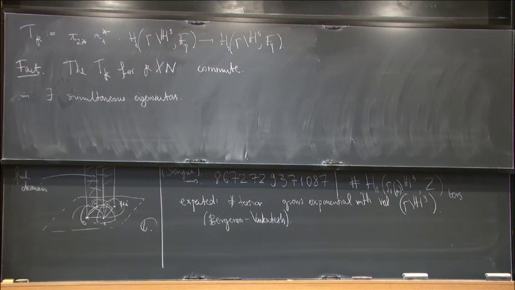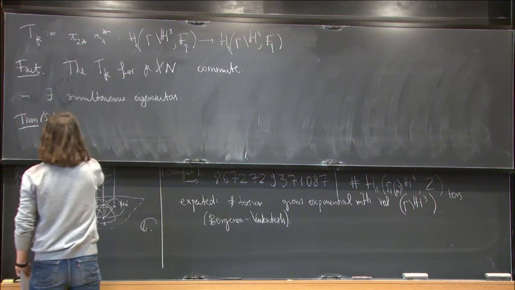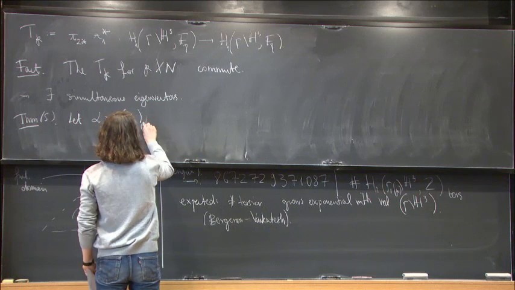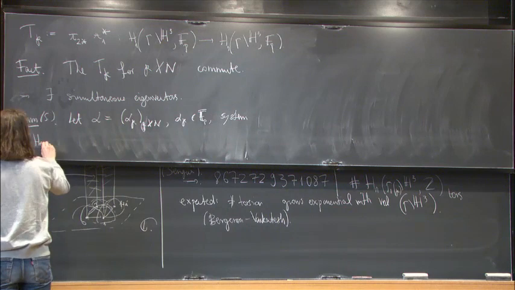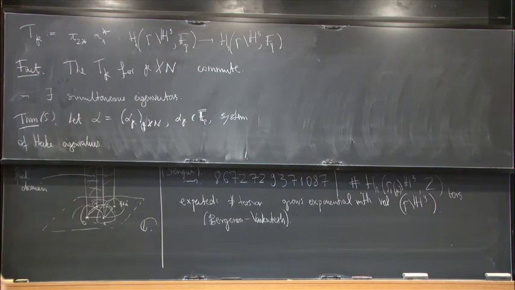So the more precise form of the theorem is the following. So let alpha be these alpha p's are numbers in FP bar, be a system of Hecke eigenvalues appearing in such a homology group.